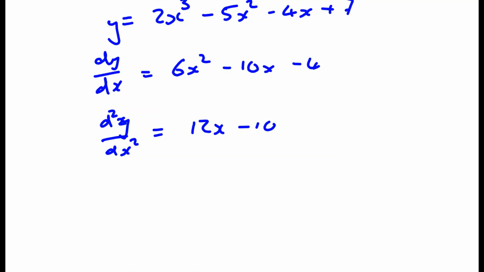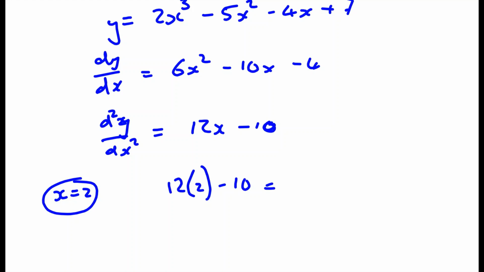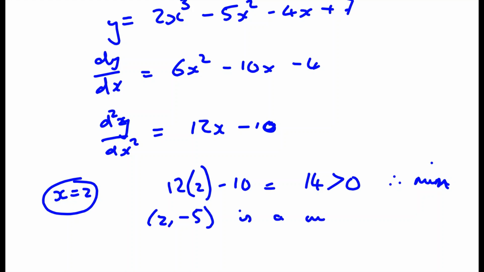So we are going to substitute in our x values. When x equals 2, we're going to have 12 lots of 2, take away 10, which is 14. This is bigger than 0, therefore it is a local minimum. So 2, negative 5 is a minimum.